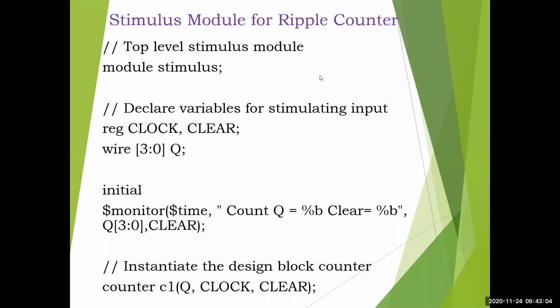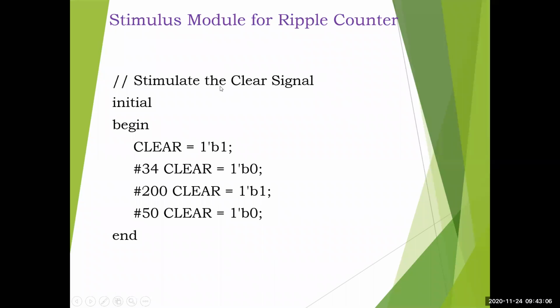After a long time you are looking at the stimulus module again. Then we have the clear signal, and how we change it. In the beginning we'll make it 1'b1. You remember this timing because we are going to see the simulation output and how it changes. Initially clear is made 1'b1, that means up to 34 time units it does not work as a counter. Then we make clear equal to 0, so it will keep counting. Again at 200 we will make clear high, 1'b1, and after 50 we are going to make it 0.